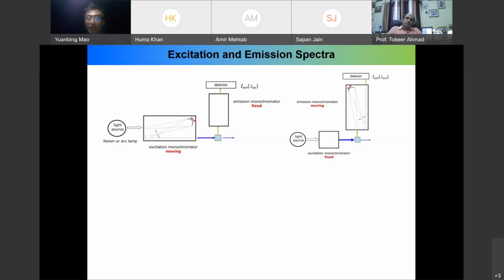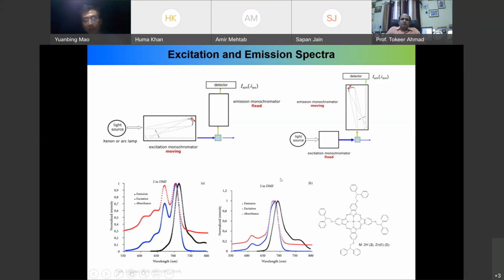Then in terms of the emission spectrum, it is the opposite. Here the excitation source wavelength is fixed, and the emission monochromator is moving. So we can get the emission spectrum, and again the samples are located here. So that gives us a little bit of an idea.